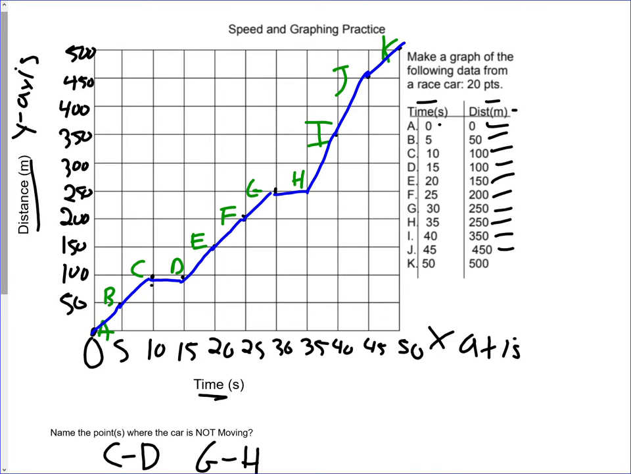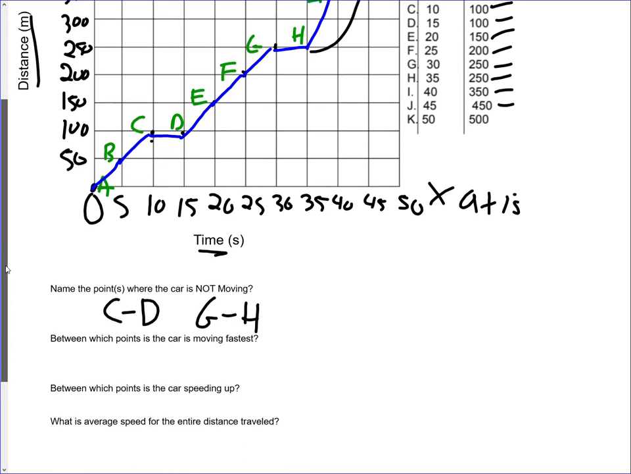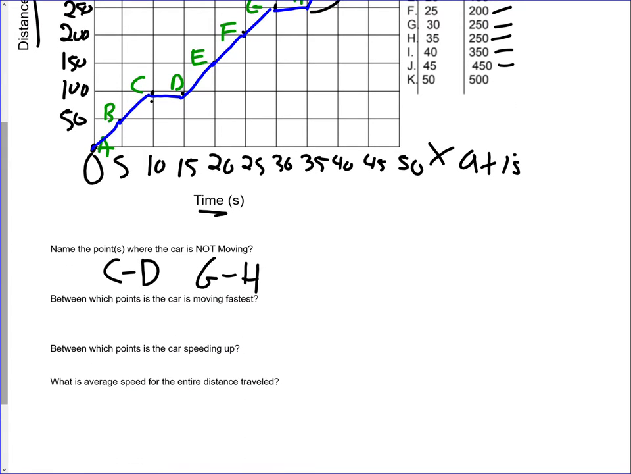Because it's not moving. And then if we take a look from H to J, we see that the line is a lot steeper than the other ones. So from here to here, it's really steep. So that tells us that the car is moving at its fastest from letter H to letter J, okay? Whenever you see something that is really steep, that's going to tell us what part is moving the fastest, okay?